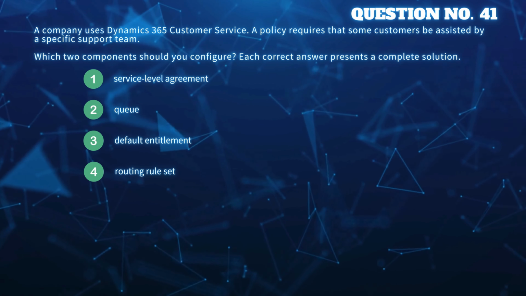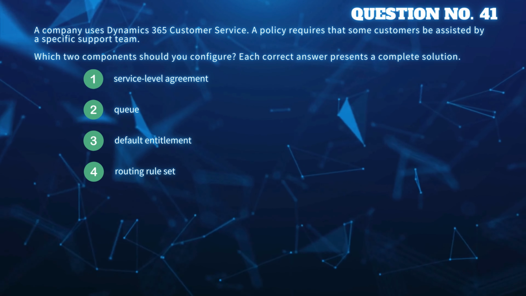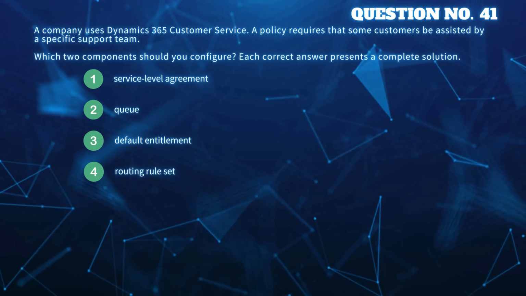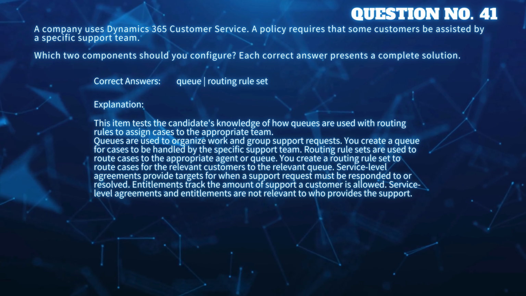Option 1, Service Level Agreement. Option 2, Queue. Option 3, Default Entitlement. Option 4, Routing Rule Set. Correct answers: Queue, Routing Rule Set.